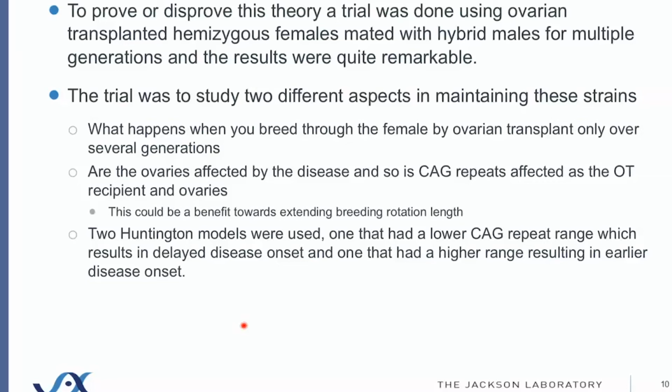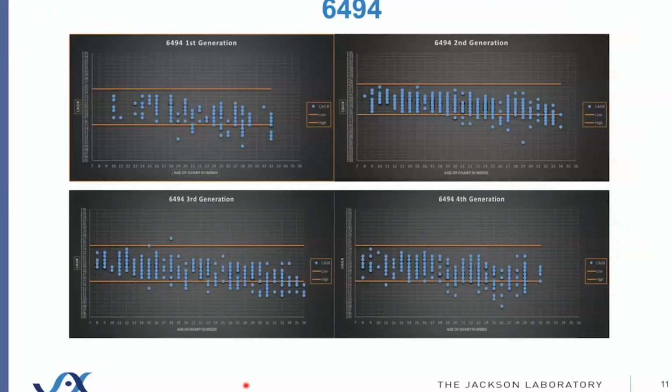We used two different Huntington's models for this trial, one that had a lower CAG repeat range, which results in delayed disease onset, and one that has a higher range, resulting in earlier disease onset. The next two slides are going to show you the data that we collected from both of our models. The first one is the one that has a lower CAG range.